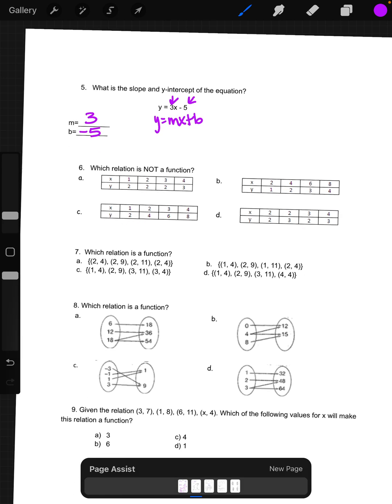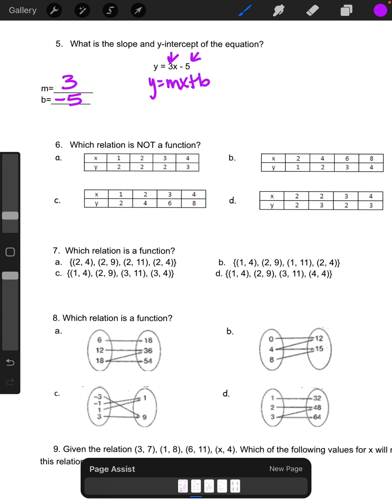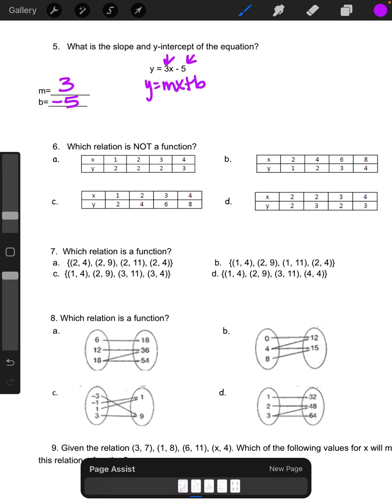All right. Number 6 asks you which relation is not a function. You have to think back. We talked a lot about how one package can't go to 2 houses, but 2 packages can go to 1 house. And that was kind of how we likened functions. What Ms. Peoples really likes to say is that you can't go back to your x because your relationship didn't function. So what you don't want is a repeating x term.